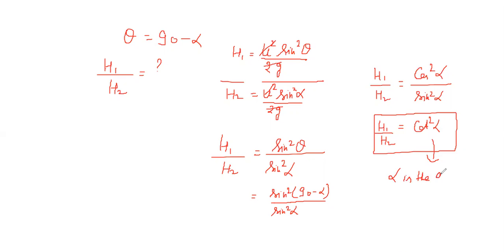Alpha is the angle for the second projectile. Okay, so in this video R1 upon R2 is clear. R1 upon R2 equals 1 is to 1, and H1 is to H2 is equal to cot square alpha, or somewhere tan square alpha, where alpha is the angle for the first projectile, and cot square alpha where alpha is the angle for the second projectile. Okay, so the range concept is clear to all of you.